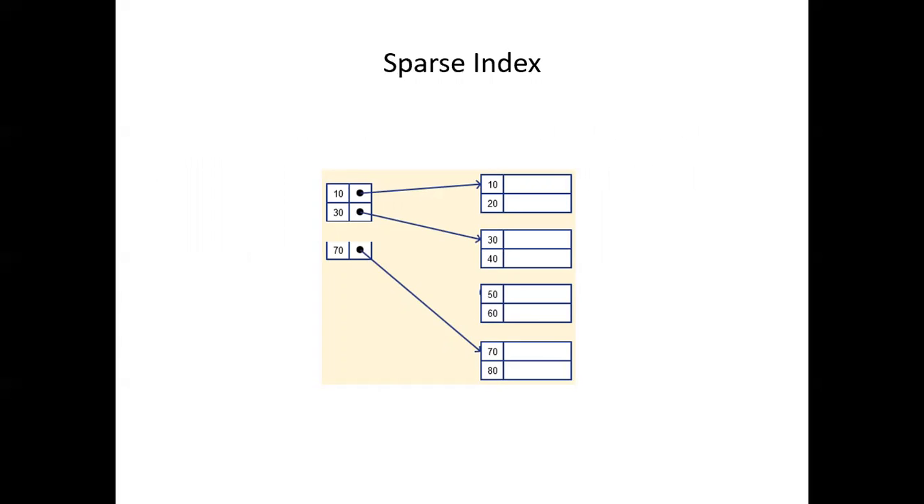The index file points to the first position of the data block in the main table. That's why we can find our intended search value in those blocks. So this is an example of sparse indexing.